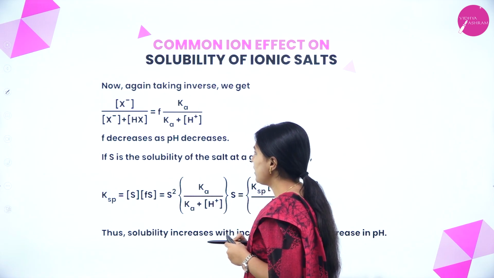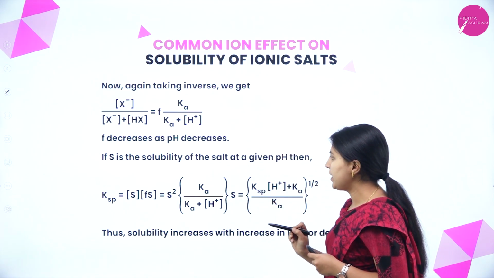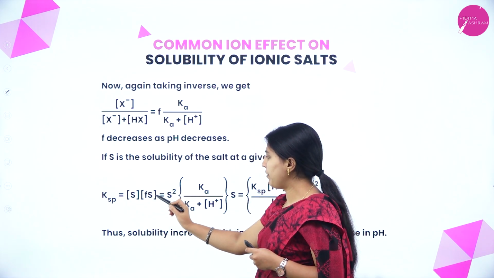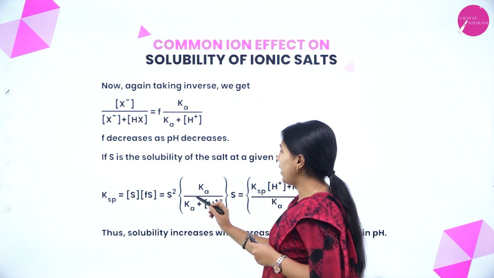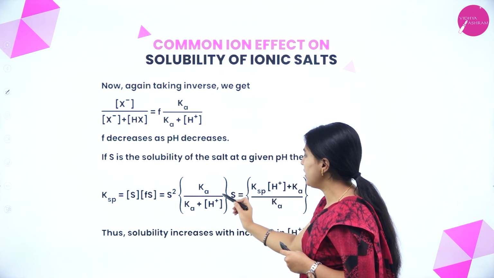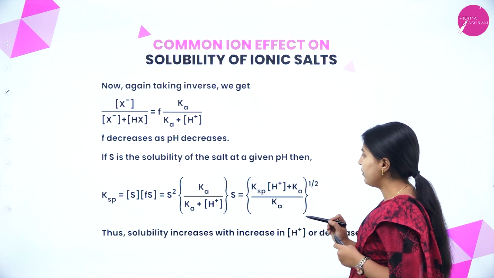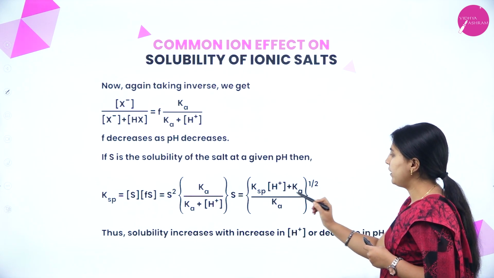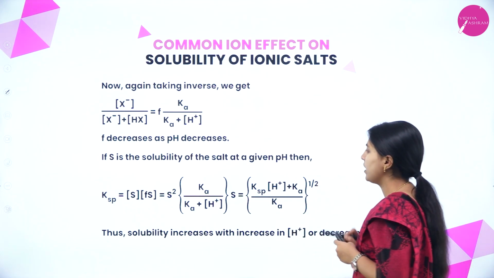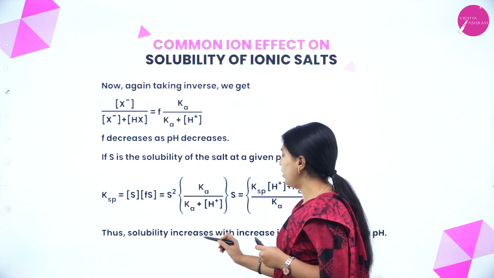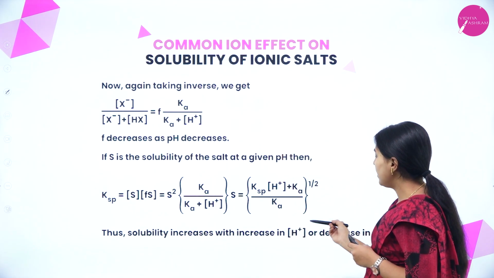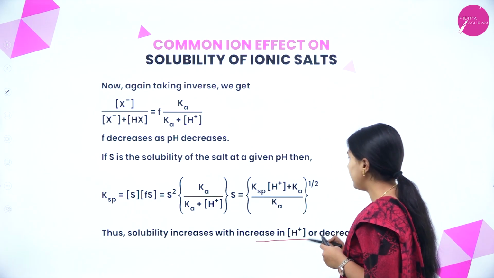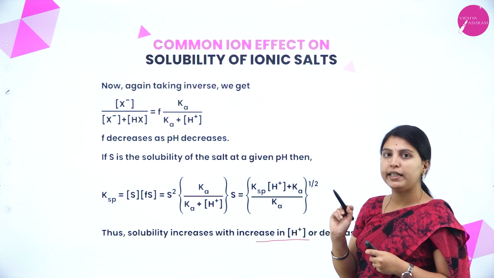If S is the solubility of the salt at a given pH, then Ksp will be equal to the concentration of S into the concentration of X minus, which will be equal to S square into Ka by Ka plus the concentration of H plus, and which shows S equals Ksp into H plus Ka divided by Ka, where this square will be considered as half power. Thus solubility increases with increase in concentration of acid or decrease in pH. Whenever an increase in acidity takes place, solubility will increase.